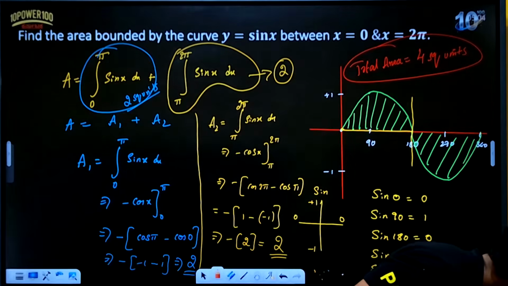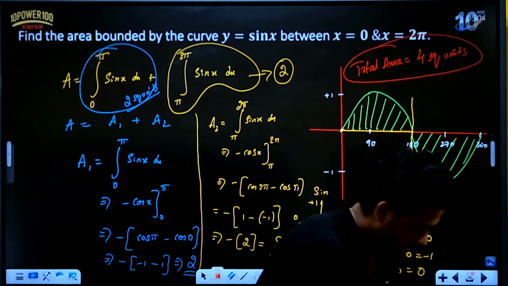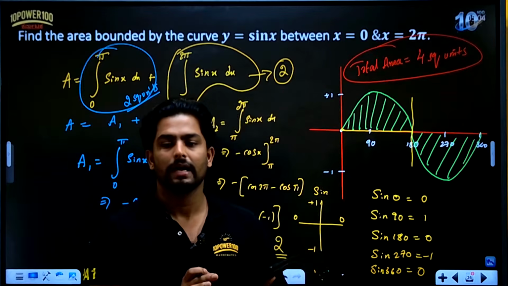What does this mean? So matrix 3 and 5 marks. The area bounded by the curve y is equal to... Yes, Varun, absolutely correct, 4 square units. See, this is what I said.